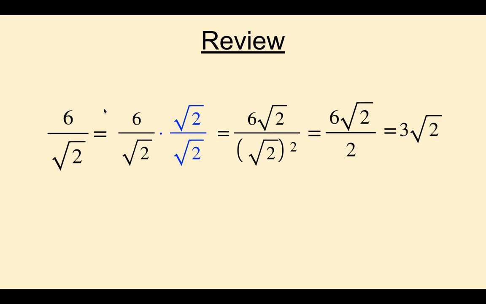All right. So that's how we would take an expression with a radical denominator, and by multiplying by 1, get another expression that has the exact same value. And you can try that. So take a calculator, do 6 divided by rad 2 and 3 times rad 2, and you'll get the same number. Okay.